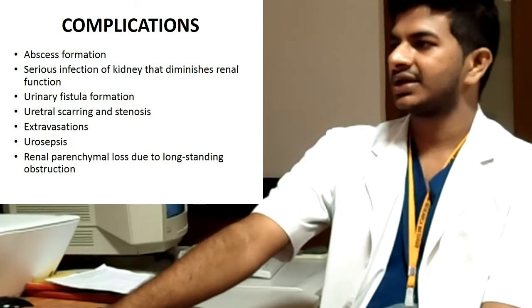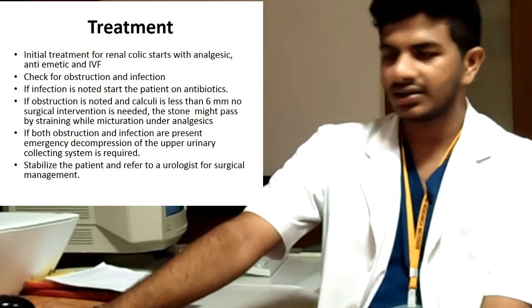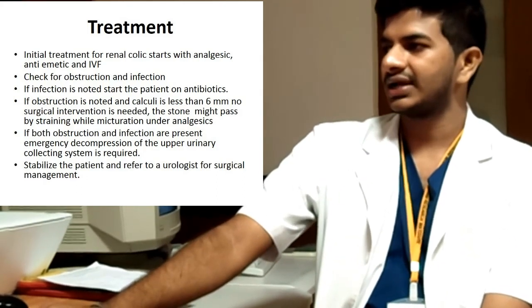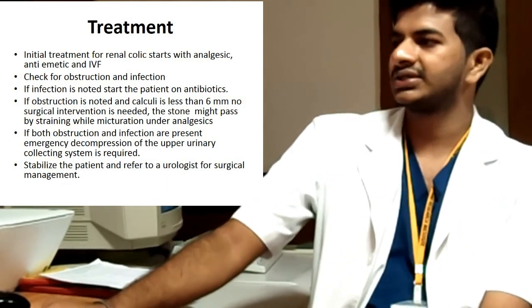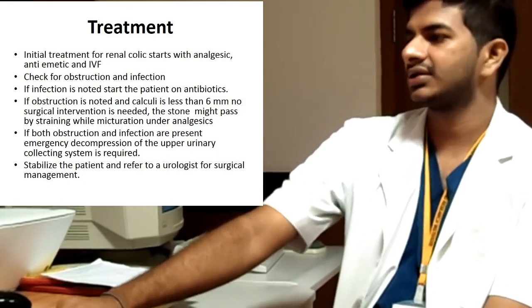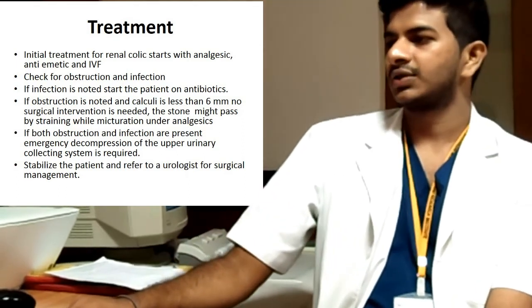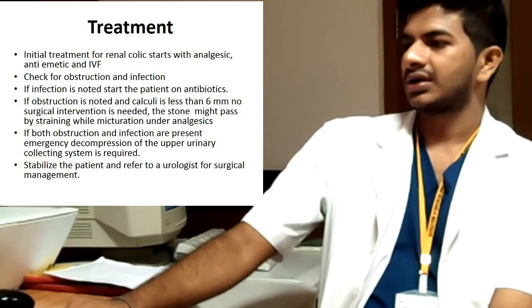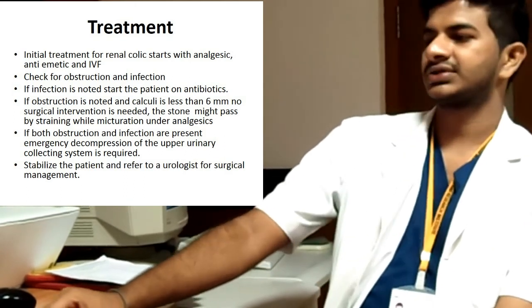Treatment. Initial treatment for renal colic starts with pain management, antiemetics, and IV fluids. We have to check for obstruction and infection. If infection is noted, start the patient on antibiotics. If obstruction is noted and the calculus is less than 6 mm, no surgical intervention is needed. The stone might pass by straining while micturition under analgesic. If both obstruction and infection are present, emergency decompression of the upper urinary collecting system is required. Stabilize the patient and refer to a urologist for surgical management.